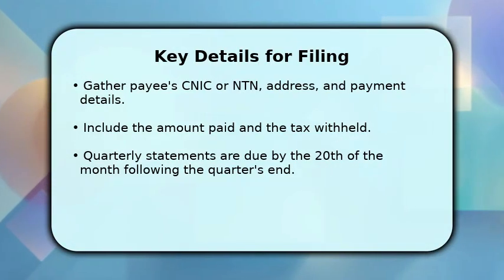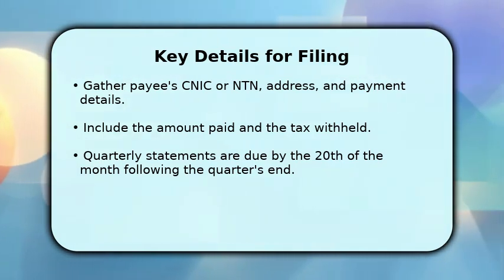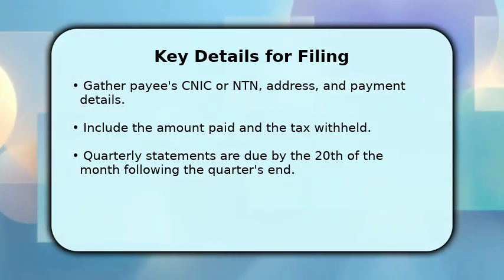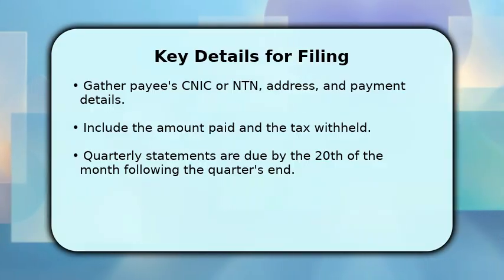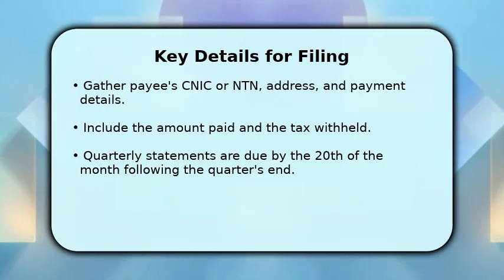To file your 165 statement accurately, you'll need specific information. This includes the payee's CNIC or NTN, their complete address, and comprehensive payment details. Be sure to clearly state the total amount paid and the exact tax withheld. Remember, quarterly statements have strict deadlines, typically the 20th day of the month after the quarter concludes, so plan accordingly.